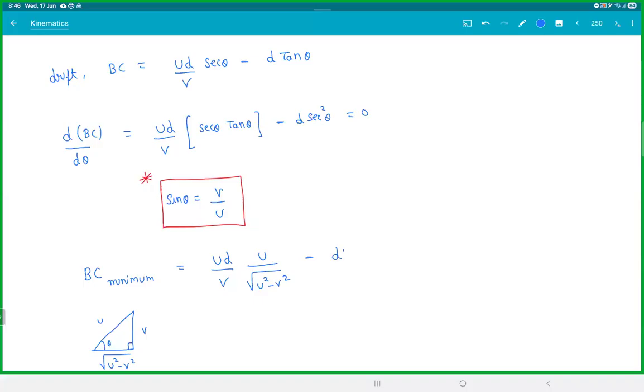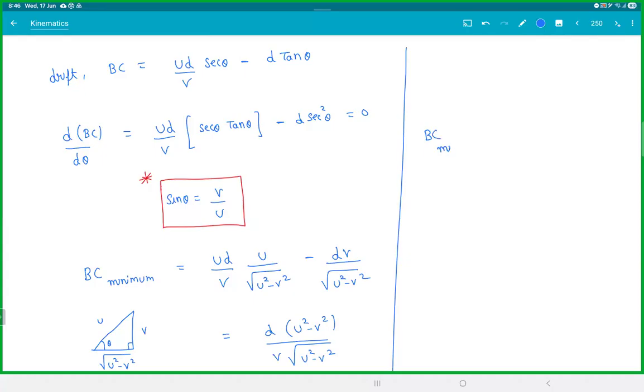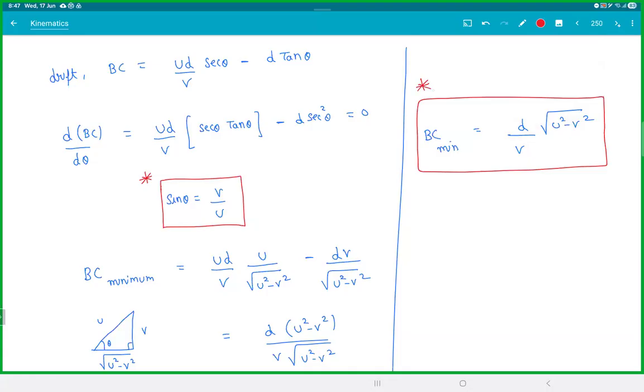You can see it is quite lengthy actually. मतलब answer तो आ ही जाएगा if you don't remember anything. And then you can simplify this. That will be d into U square minus V square, and then d by V root over U square minus V square. This is your minimum drift, everyone. So if your speed is less than the river, this is the closest you can get to the opposite side.